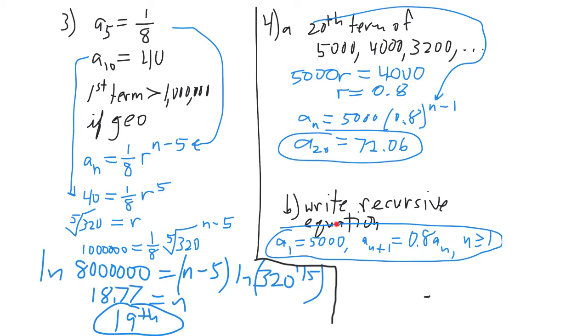To write this recursive equation, my first term is 5,000, and to get the next term, I multiply the current term by 0.8, and then be careful what n can be here, greater than or equal to 1, so that I don't get n equaling a sub 0. I don't need that in my equation.